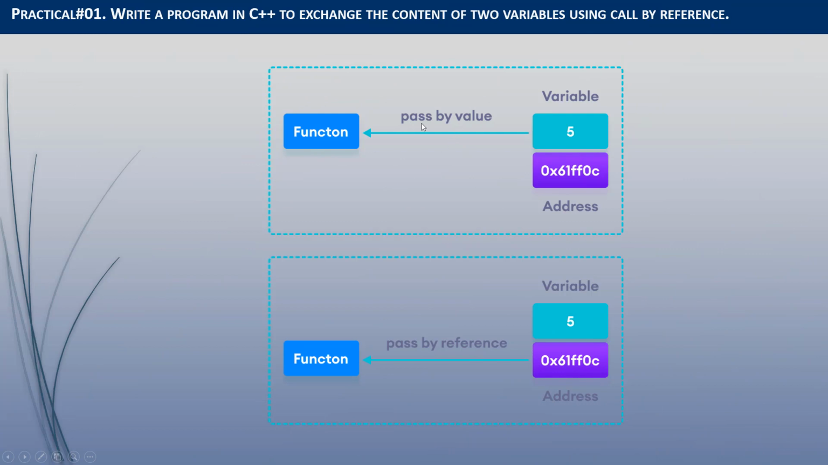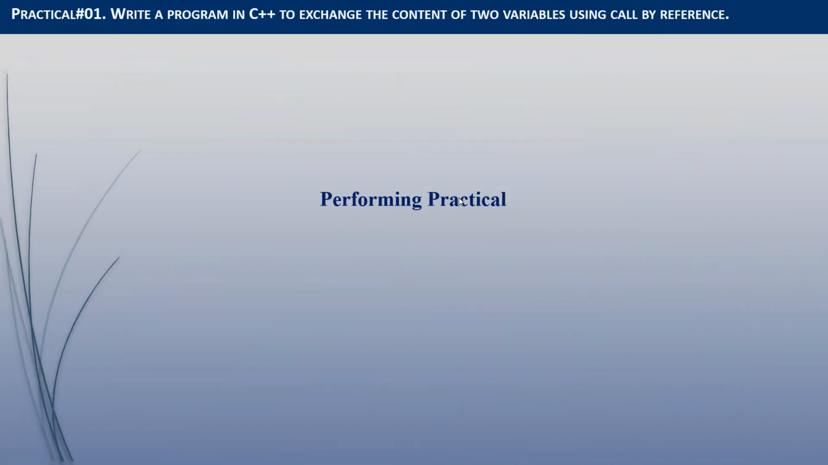And this is the diagram. The first concept is pass by value, and here we have a variable holding an integer value 5 and having a hexadecimal address 61FF0C. In case of pass by value, only 5 will be passed, and below is the concept of pass by reference. Here the hexadecimal address 61FF0C will be passed, and using the concept of pointers, we will perform the swapping operation by going to this address. So these were the basic concepts of performing swapping using call by value and call by reference.